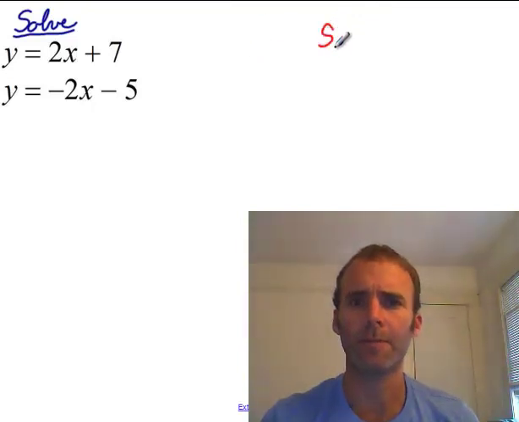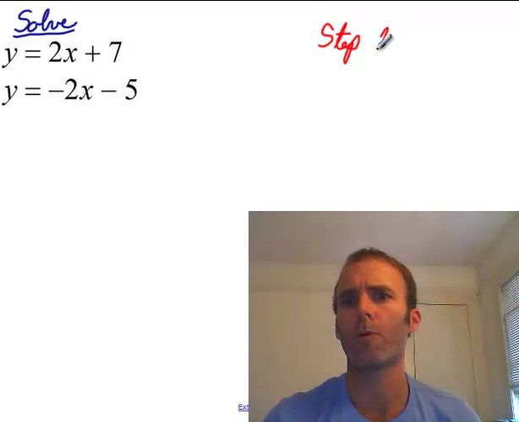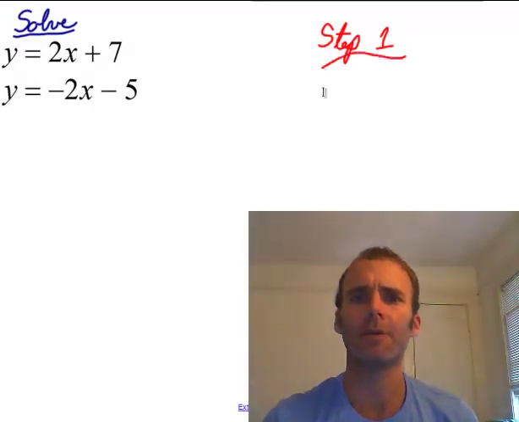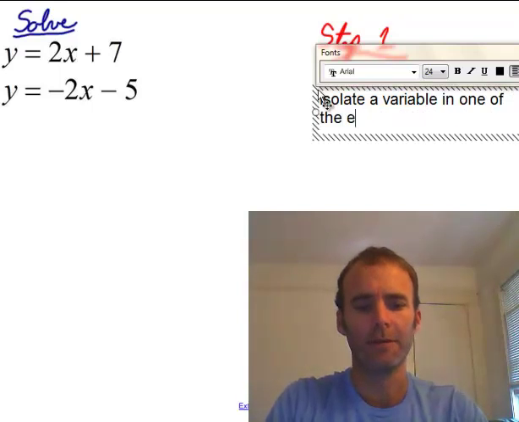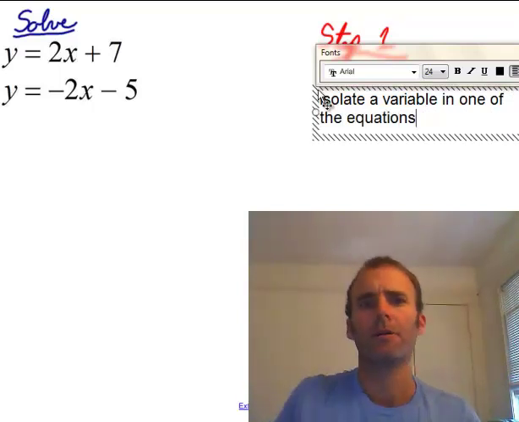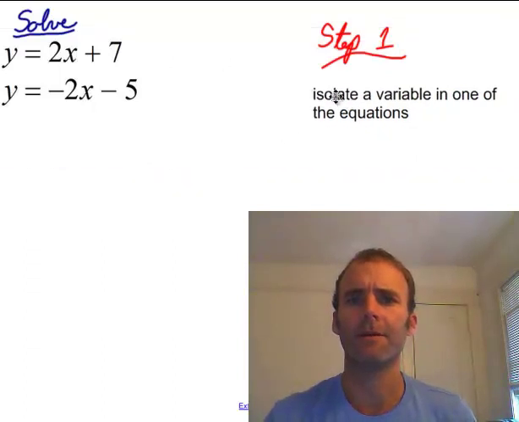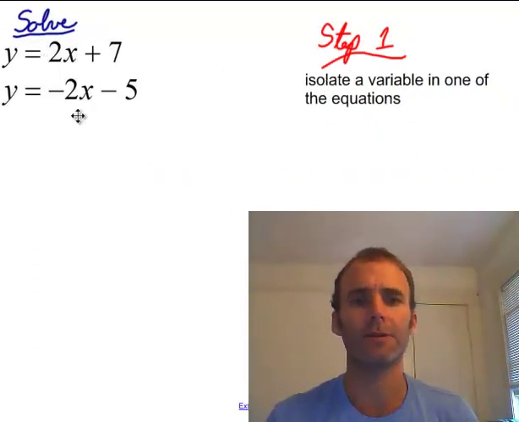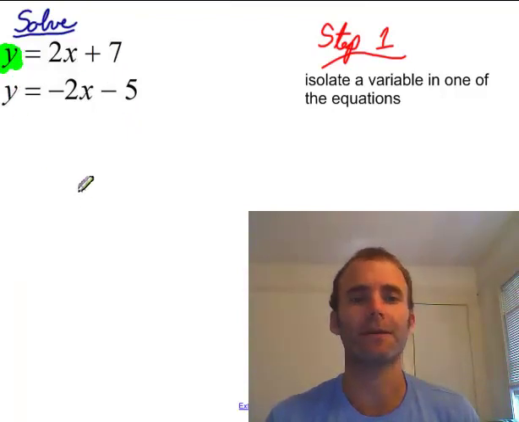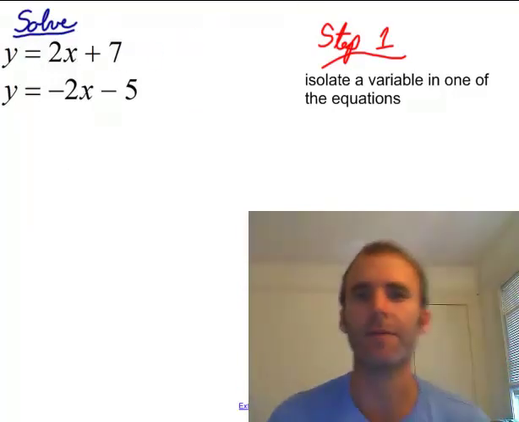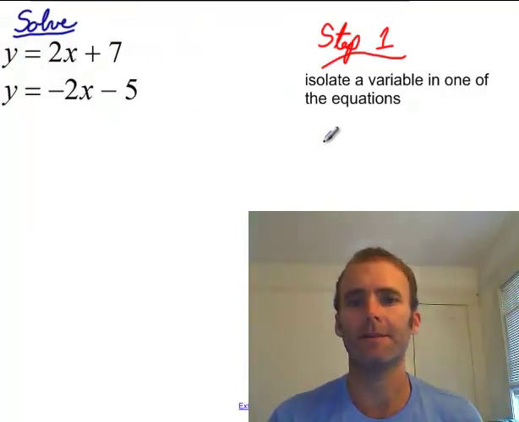So step one is going to be to isolate a variable. We're going to isolate a variable in one of the equations. If you look at both of these equations, in the first one we have the y already isolated. In the second one we also have the y isolated. So I don't have to do step one for this problem, but it's important to know that that would be the first step. Okay, let's look at step two.